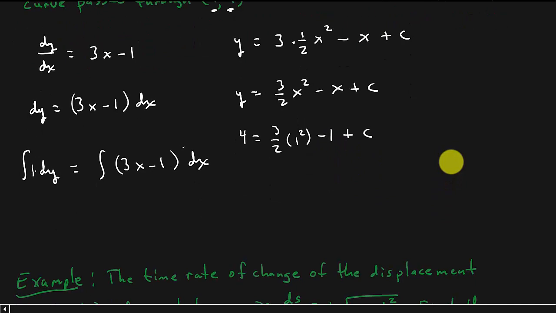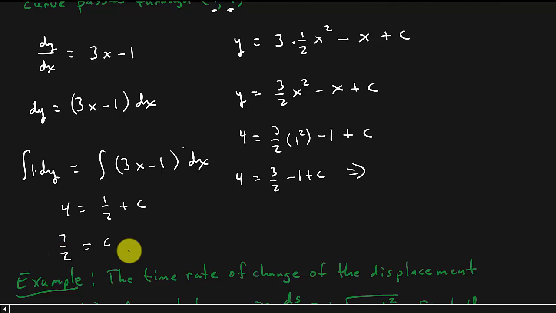And now I just solve for c. So that's 4 equals 3/2 minus 1 plus c, which, let's see, 4 equals, 3/2 minus 1 is 1/2, plus c. And so c is equal to 4 minus 1/2, which is 7/2. So this gives me c is equal to 7/2.